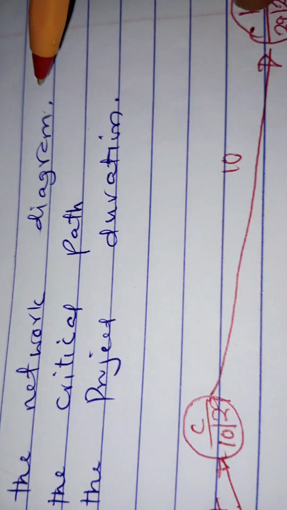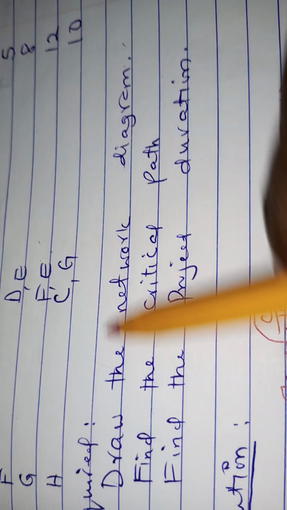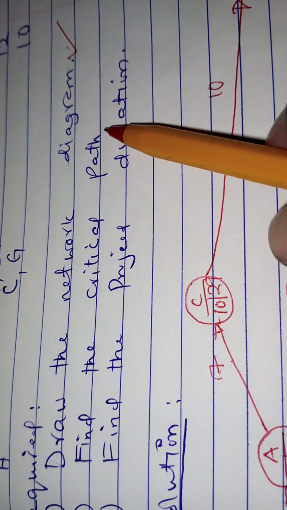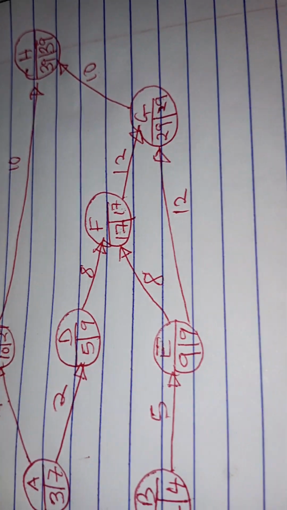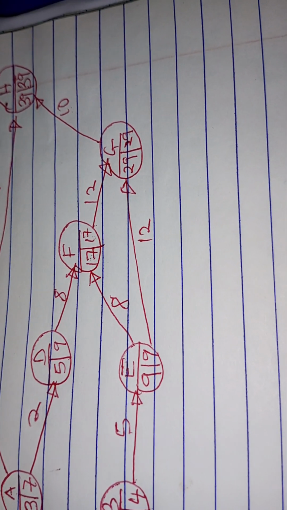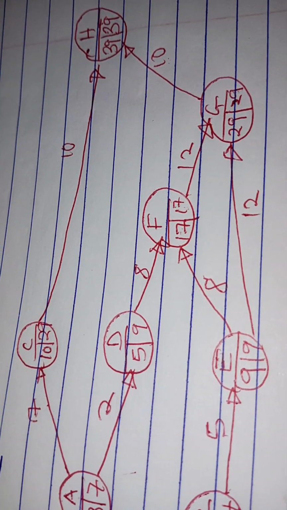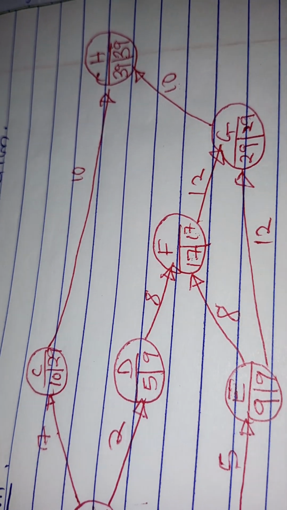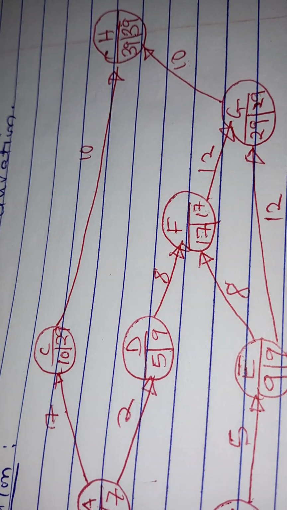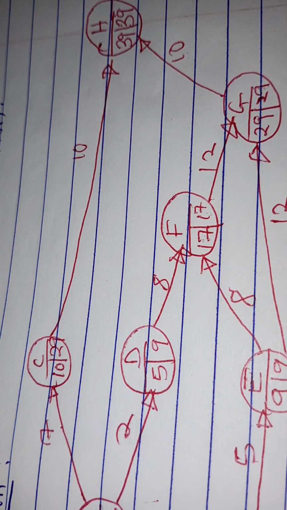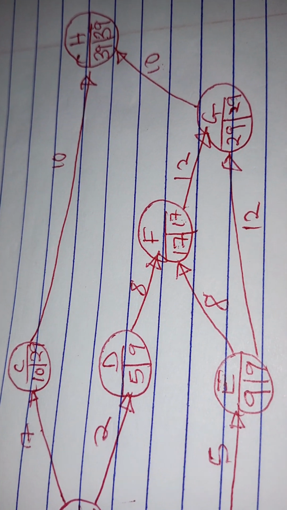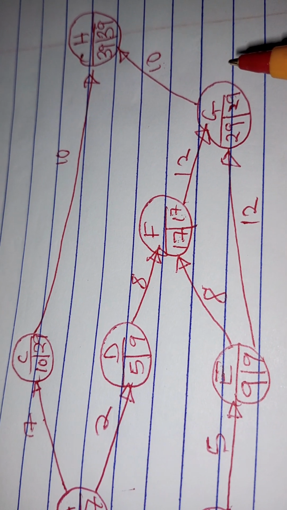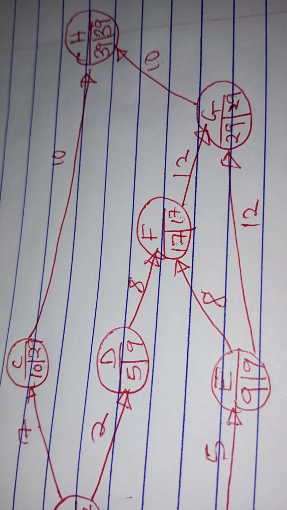Question 1 has been answered. Draw the network diagram. That has been done. And then you also look at find the critical path. Now, the critical path is a path along which there is no float. What is float? Float is the time that can be saved without adding to the duration of the whole project, or the duration by which an activity can be delayed without affecting the project duration.